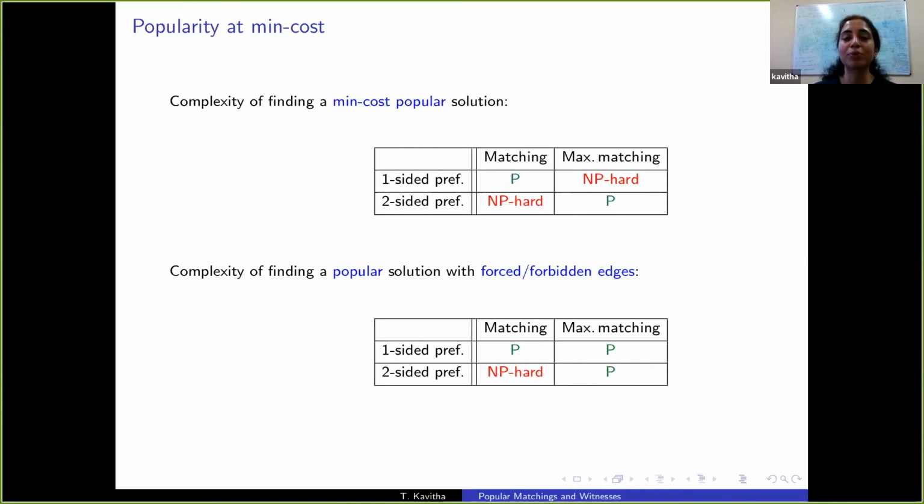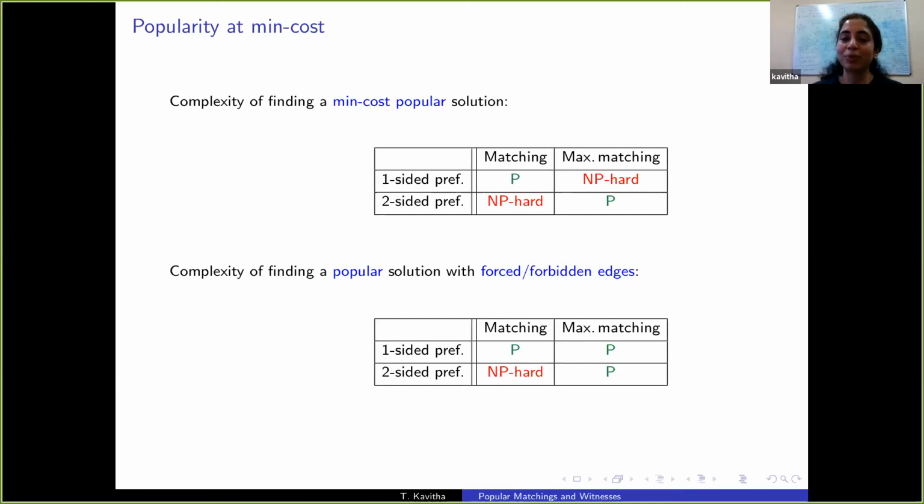For sure, the min cost popular matching problem is even harder in the sense that if even the special case is NP-hard, the general version is of course NP-hard. So we have filled out all the entries, and strangely, the two-sided preferences popular matching problem has turned out to be the hardest of the lot. So both the cells for that are NP-hard.